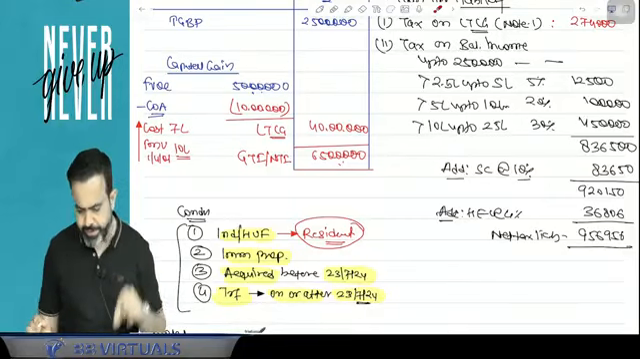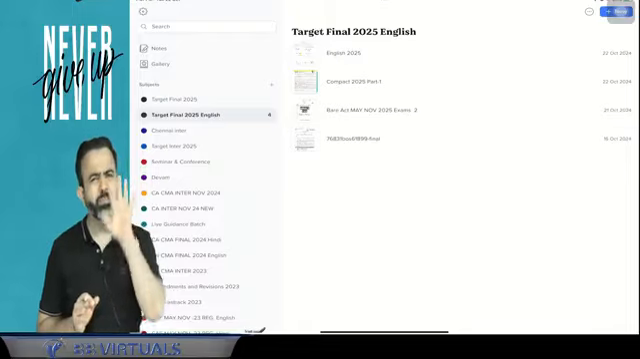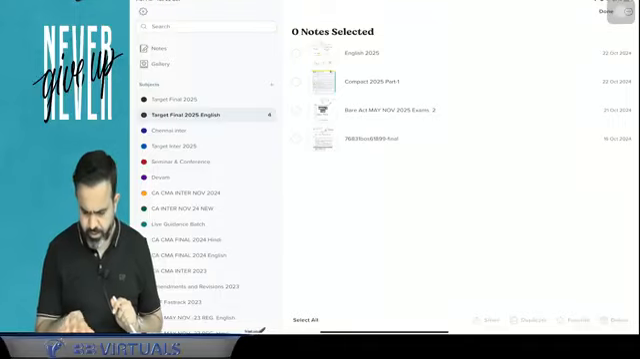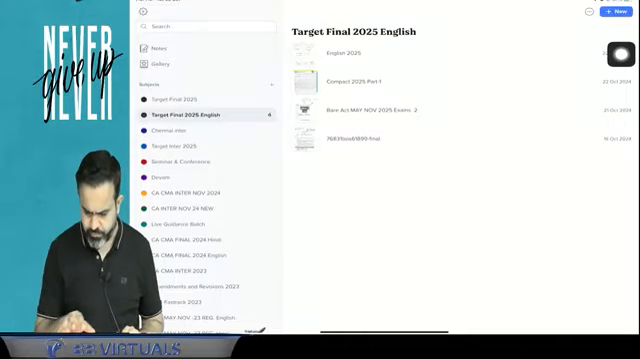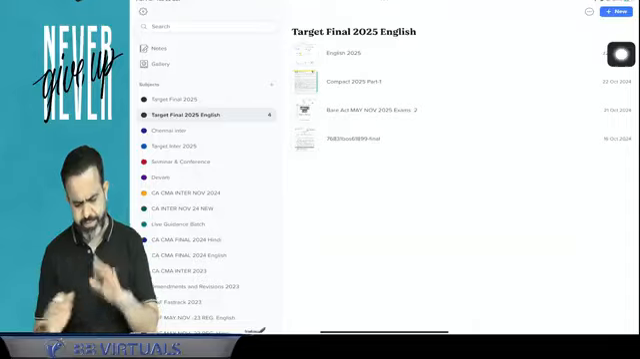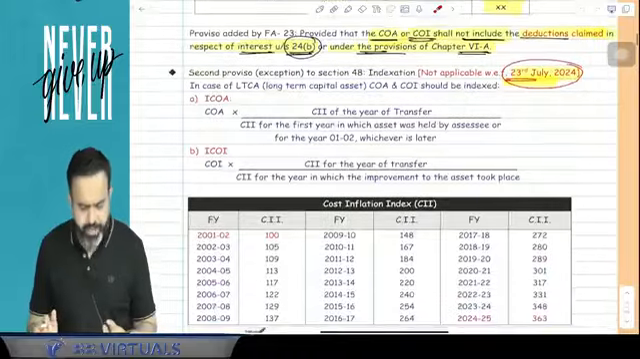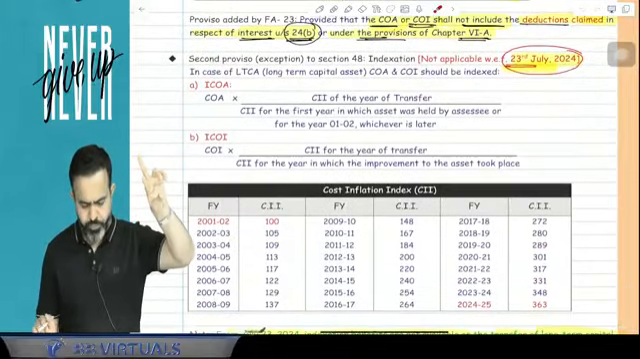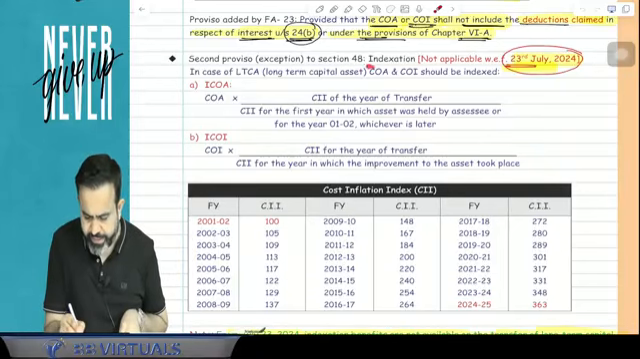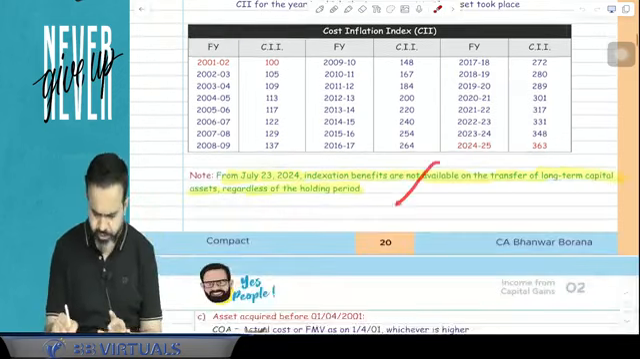Guys, why are we doing this? Because let's see what the Act says. Again, I am checking the Act, or I can directly check from the book only. Let's see what is written in our book. Here I have mentioned the second proviso, that exception to section 48, that indexation is basically not available from 23rd of July 2024. Now directly check one page number for the computation of capital gain.